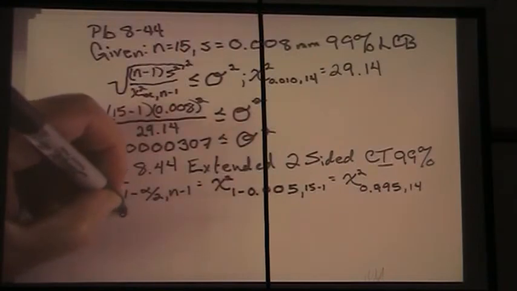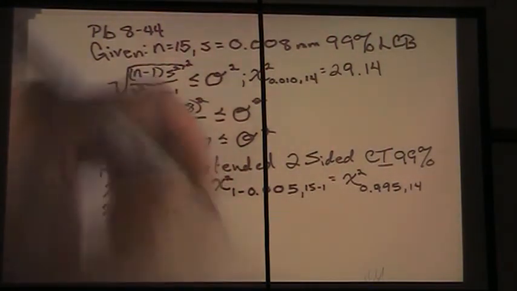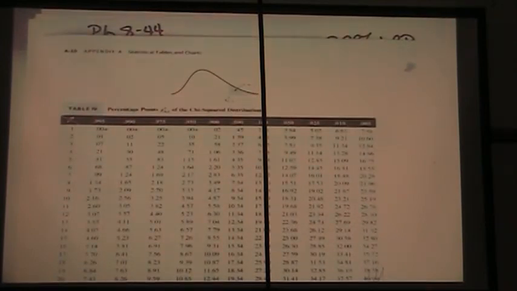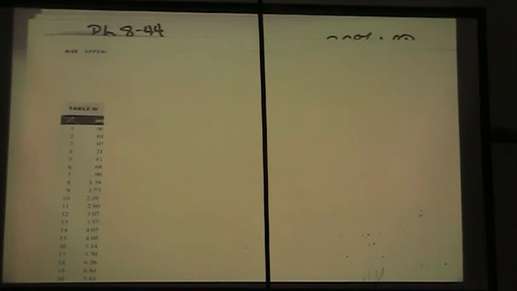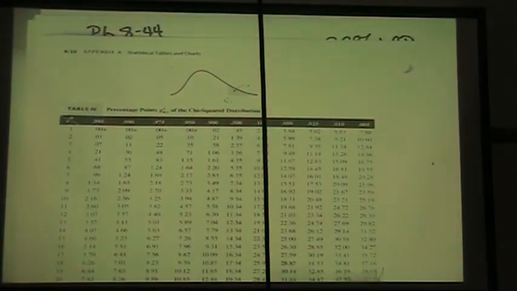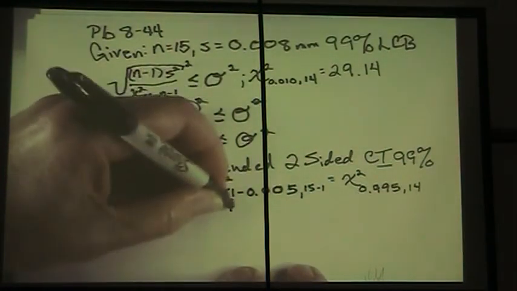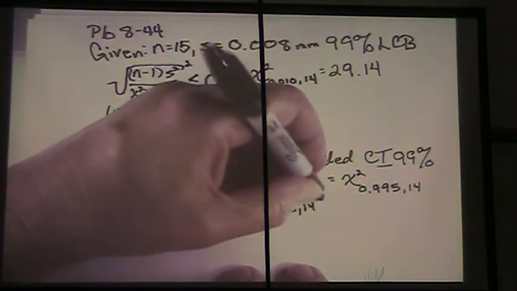So chi squared of 0.995 with 14 degrees of freedom is equal to what? Well, of course, we look in the famous table. 0.995 is our very first column, and we're looking for 14. So I'm praying you can see it's 4.07. We also need our chi squared of 0.005 with 14 degrees of freedom.